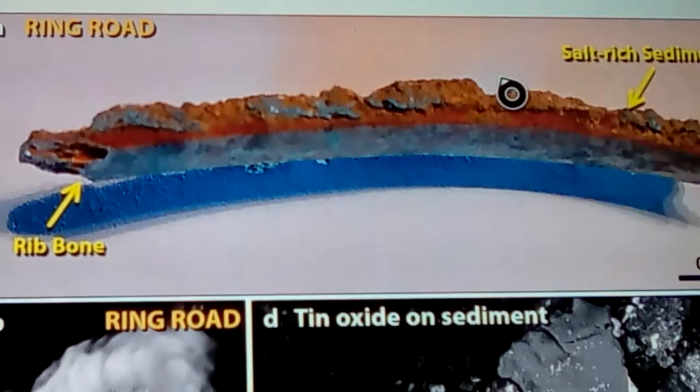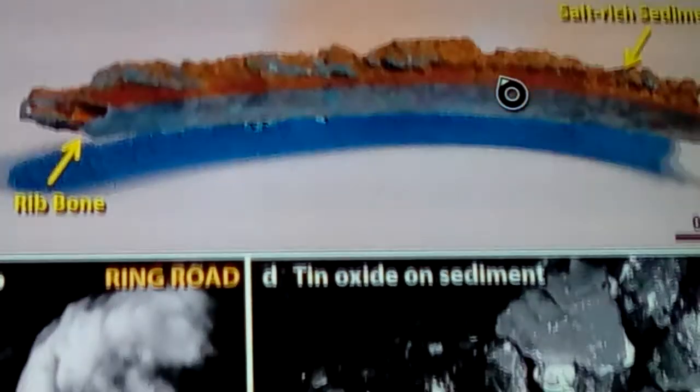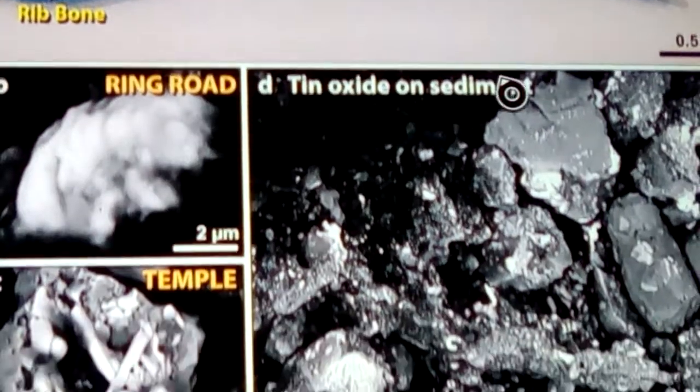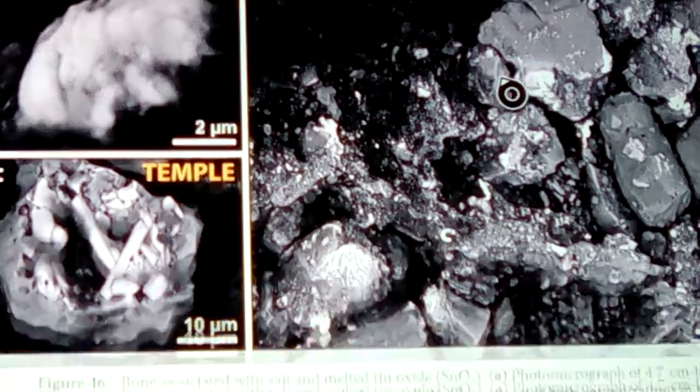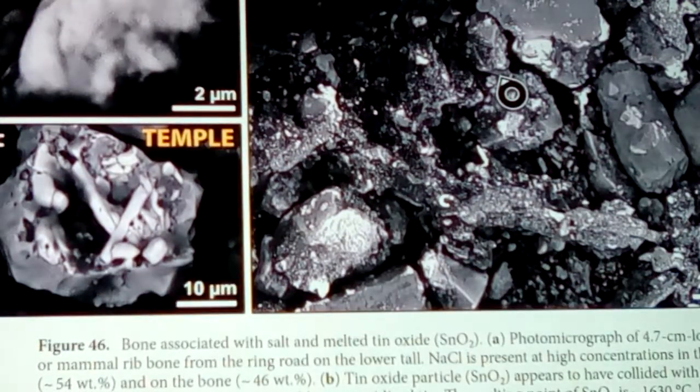Here's a rib that's encrusted with salt-rich sediments that have been fused onto it. You look at this rib and it almost looks like a red ochre burial type thing, but that red ochre effect is not from that. It's from the oxide in the sediments all around it. So there's a huge amount of iron associated with this. Bone associated with salt and melted tin oxide.